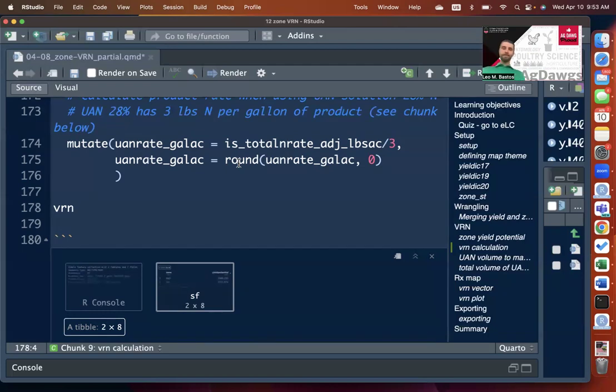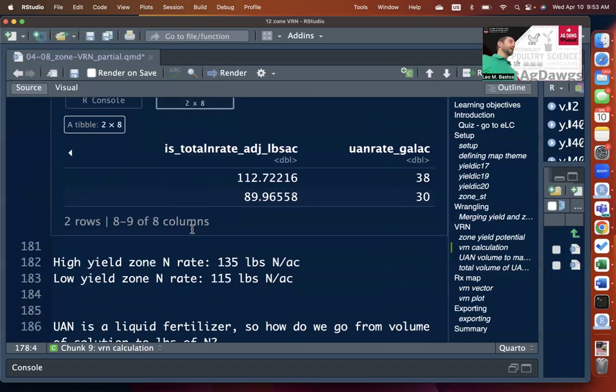Okay, thank you. Awesome. Okay, so now we know the rate that should be applied, so the rate of UAN in gallons per acre that should be applied to this field. So here's a question for you. I want someone or maybe more than one person to help me here.